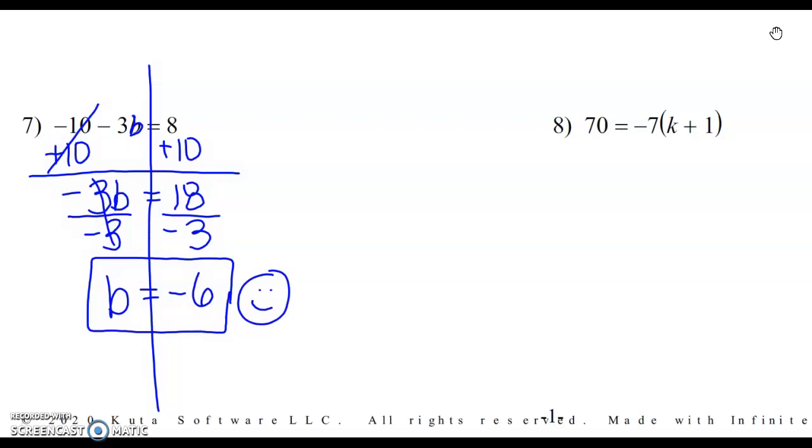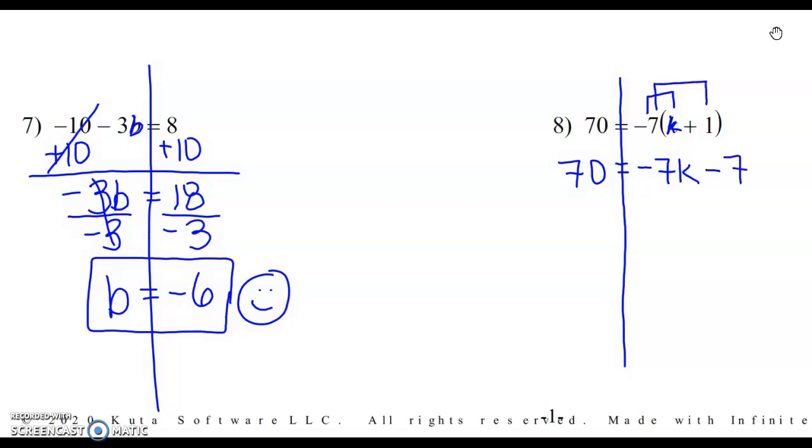Number 8, trying to get k alone. K is stuck inside of those parentheses. So to get rid of those parentheses, we would distribute. So we have 70 equals negative 7 times k is negative 7k. Negative 7 times 1 is negative 7. Now we have a two-step equation, so we're going to get k alone. K is on the right. So to move the minus 7, we would start by adding 7 to both sides. So 70 plus 7 is 77 equals negative 7k.